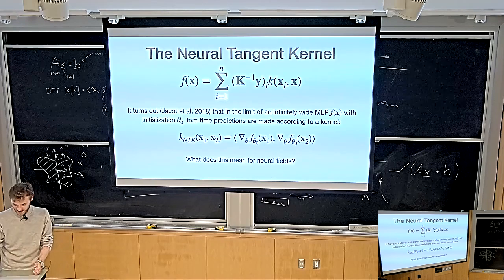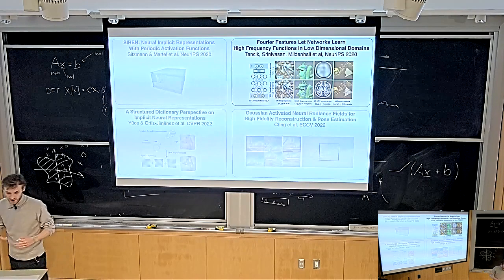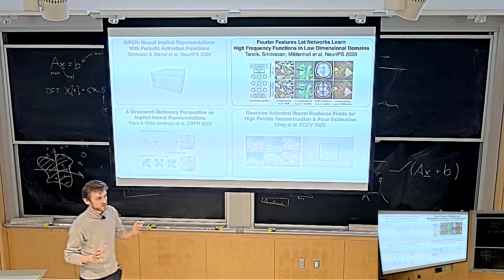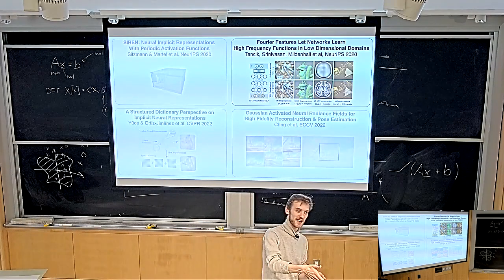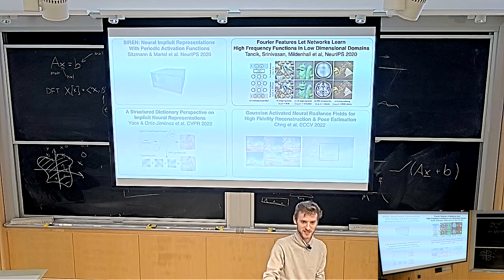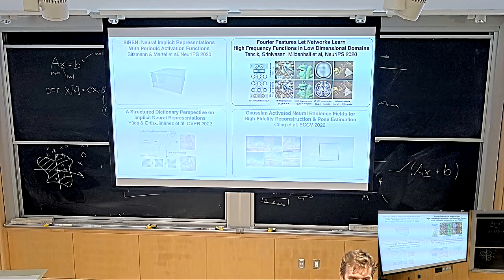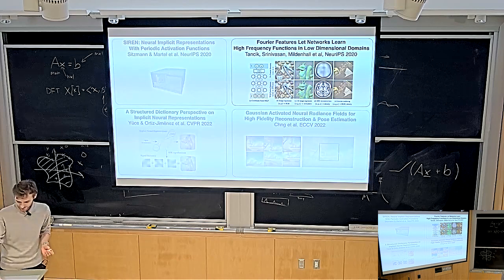Okay, what does this mean for neural fields? It basically means there's nothing fancy going on. But it also gives you another angle, which is that now you can actually study what this kernel might look like, and you can design that kernel. That was the flip side of it. So we understood that this is true. Now we can design neural networks that have particular kernels that are particularly good for certain signals. And this is actually what this paper did: Fourier features let networks learn high-frequency functions in low-dimensional domains.